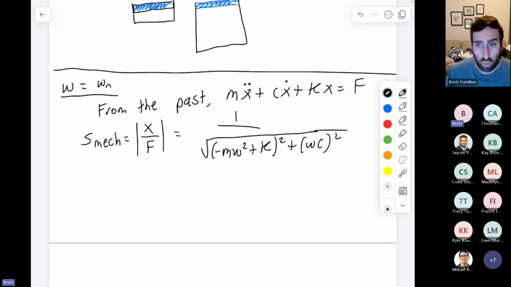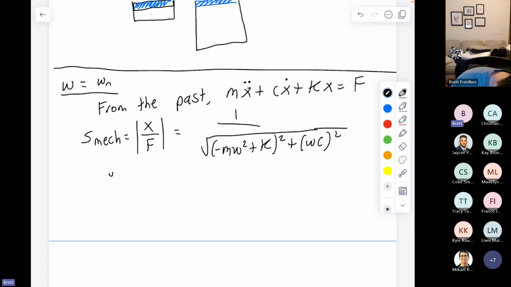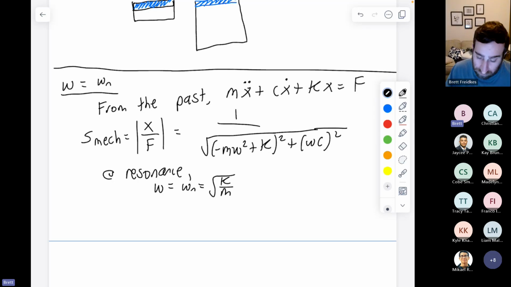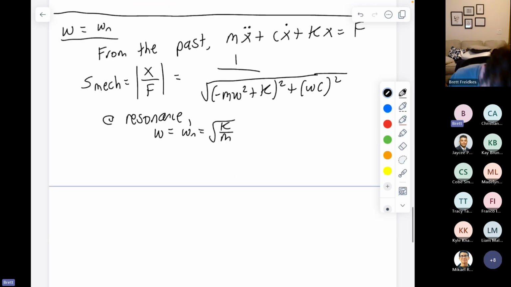So what happened at resonance? At resonance, meaning that omega equals omega n, which is the square root of k over m. Let's go ahead and look to see what happens here.